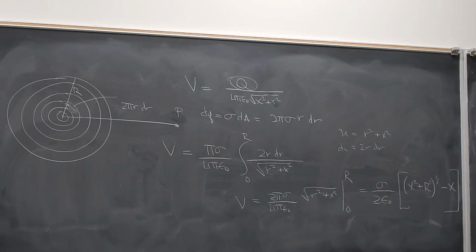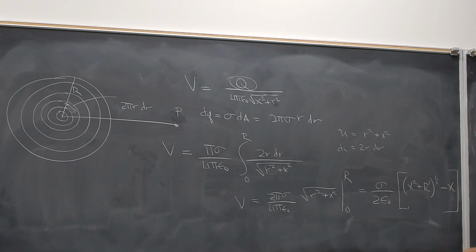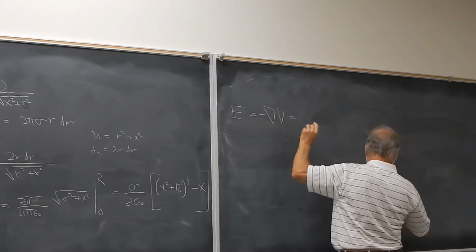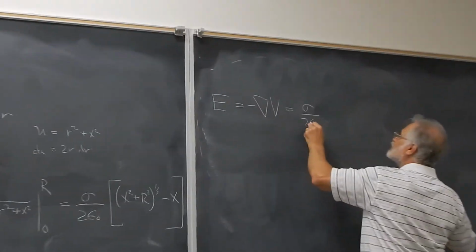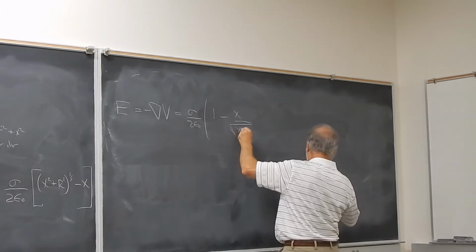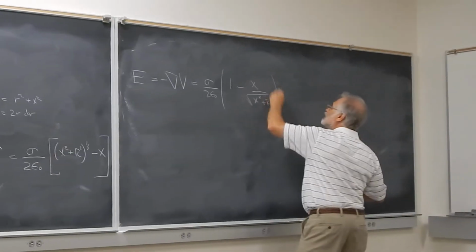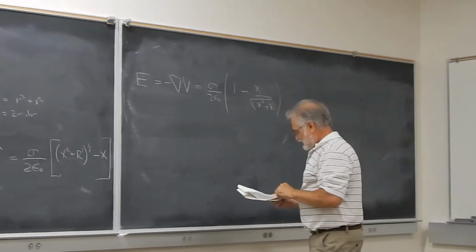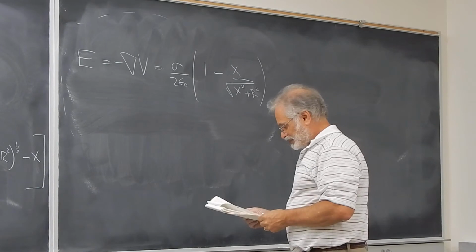By the way, we can check that answer, because before we had determined the electric field for this particular configuration at point P. If I take the negative gradient of V, I will get the electric field. When I do that, I'm going to get sigma over 2 epsilon naught times 1 minus x over the square root of x squared plus R squared, which is exactly what I got when I did it several videos ago.